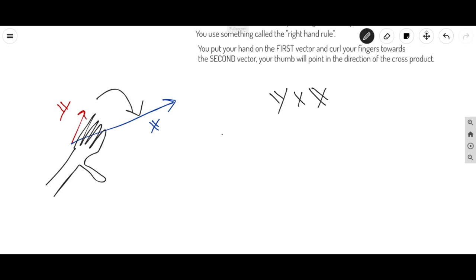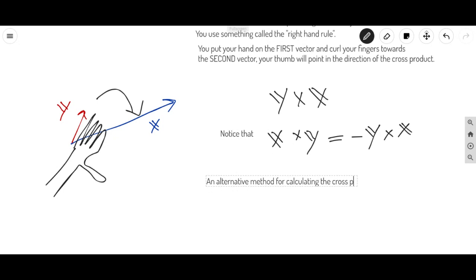So notice that one thing you have to be careful about is that x cross y is the negative of y cross x. So it's anti-commutative. If you do it in the opposite order, you get the negative answer. Now I wanted to finish with one last thing right before we go. It's going to take a few more minutes. Here's an alternative method for calculating the cross product.